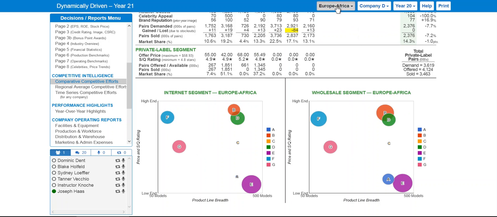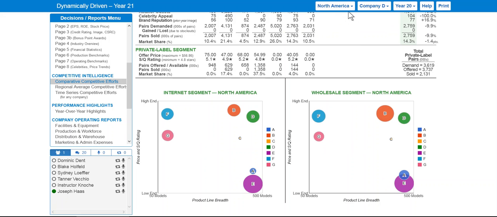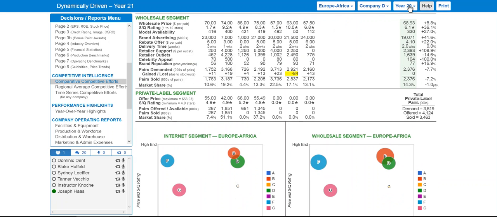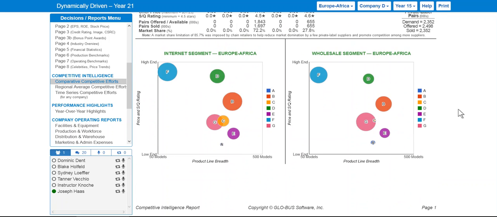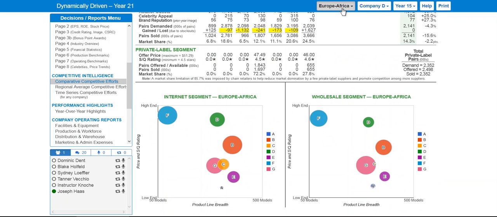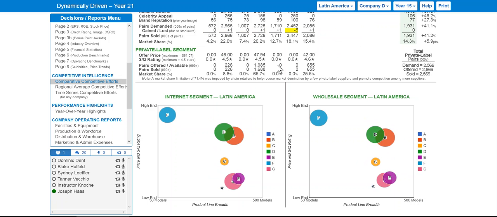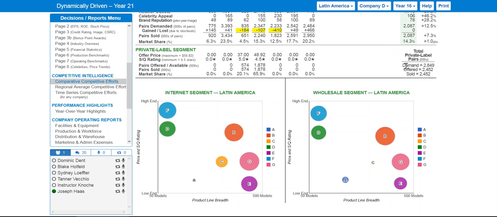Because you can really have different strategies for different regions, and for the most part, we did have two different types of strategies. If we go into year 15, you'll see that in North America we were over in this quadrant, while in Latin America, typically we would be more over here. Let's see if we go to a different year. Yeah, you'll see that in year 16 in Latin America, we were doing high-end, low model.